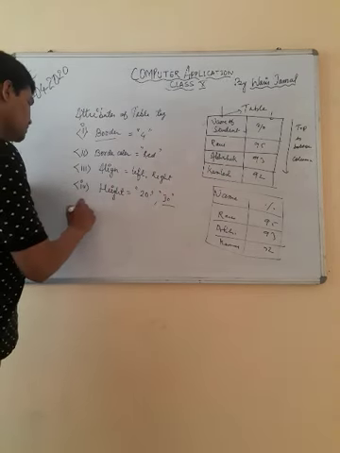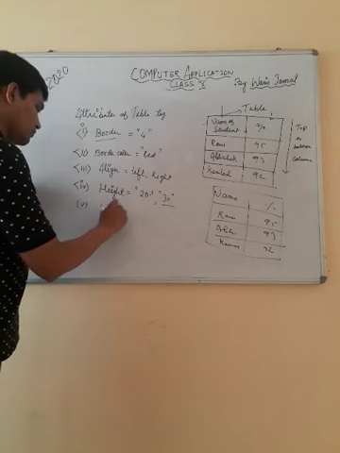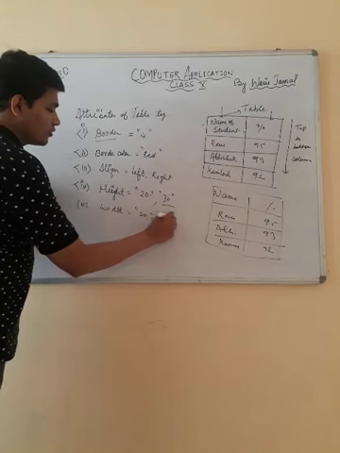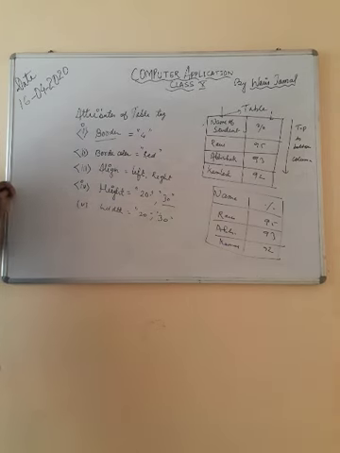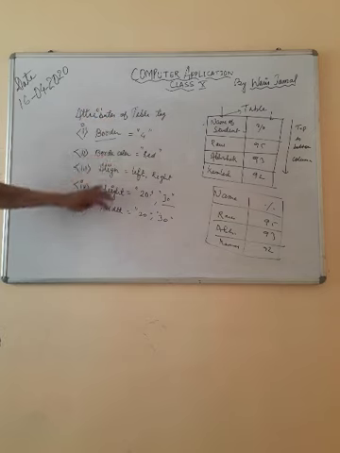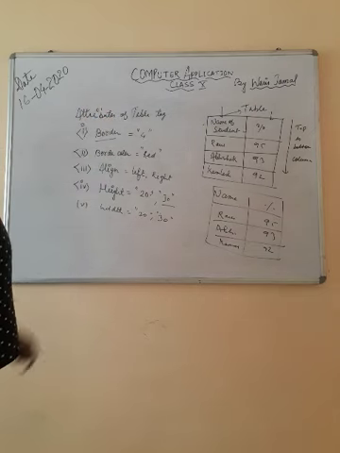And the fifth one is width. You can also assign the value 30, 40, whatever value you need. You can use these attributes in the body, in the table tag.